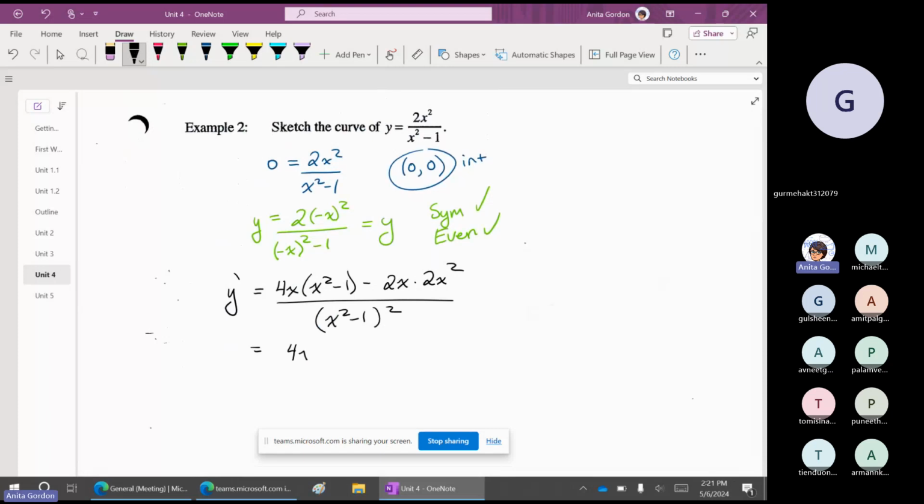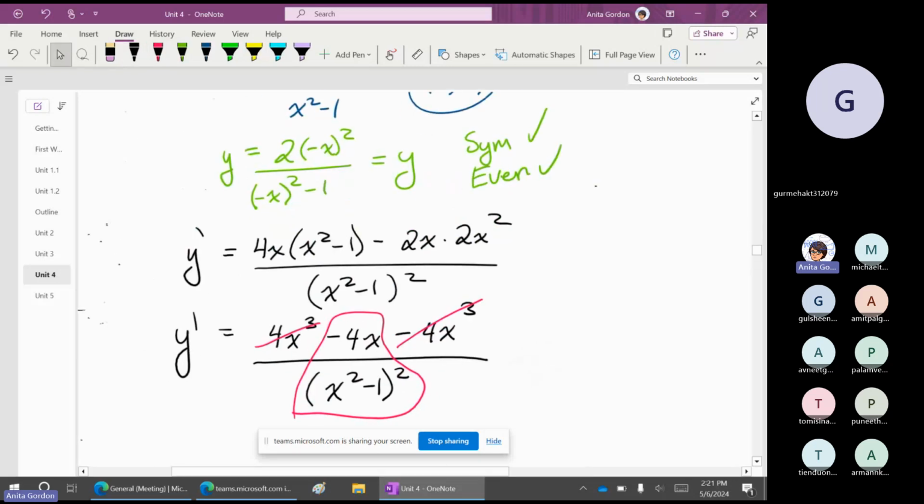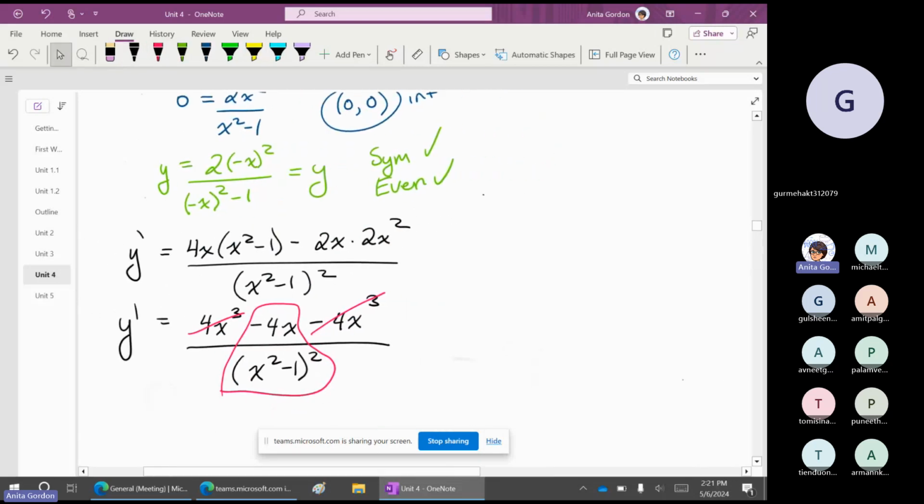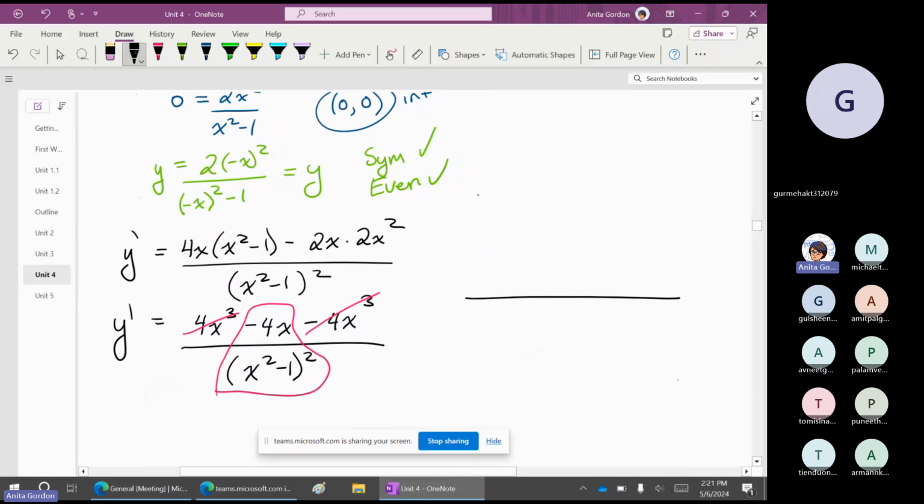So I end up with 4x to the 3 minus 4x minus 4x to the 3 all over x squared minus 1 all squared. And you can easily see that cancels. So this is all I'm interested in. That's y prime. Okay, let us use y prime to identify what is happening on the graph before and after 0.